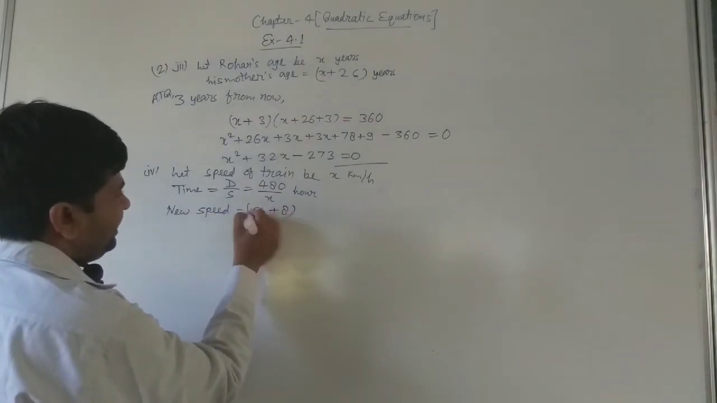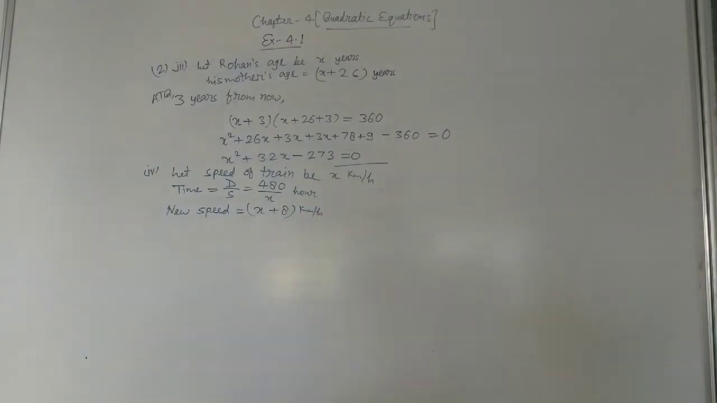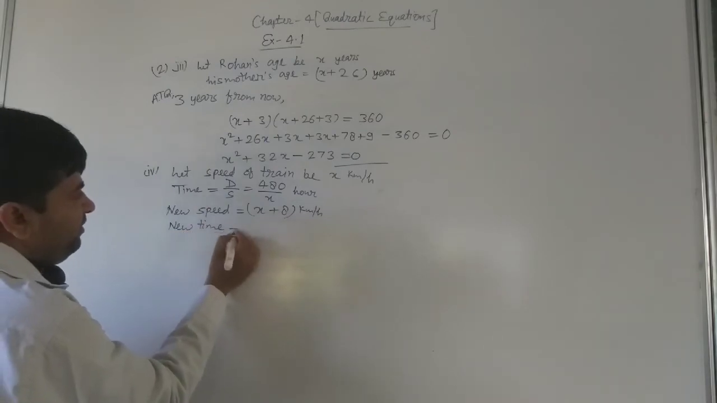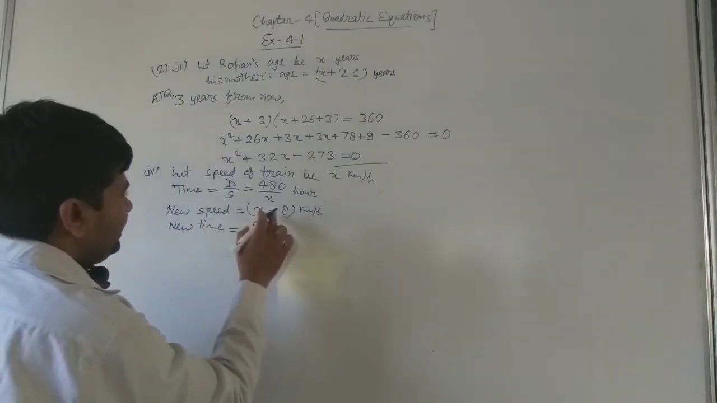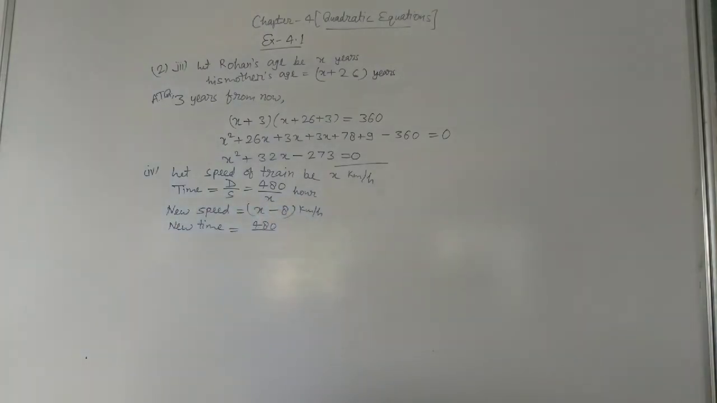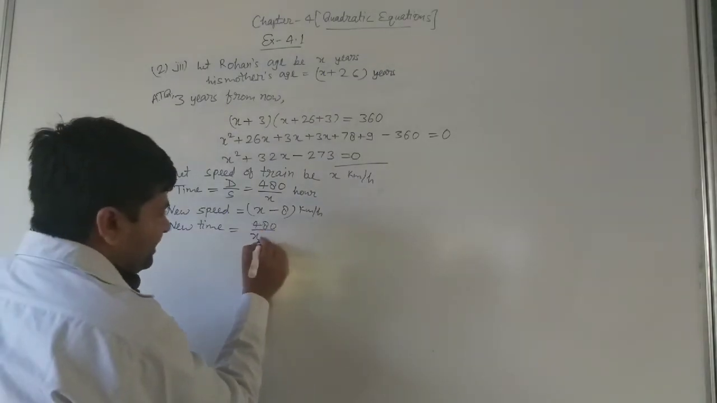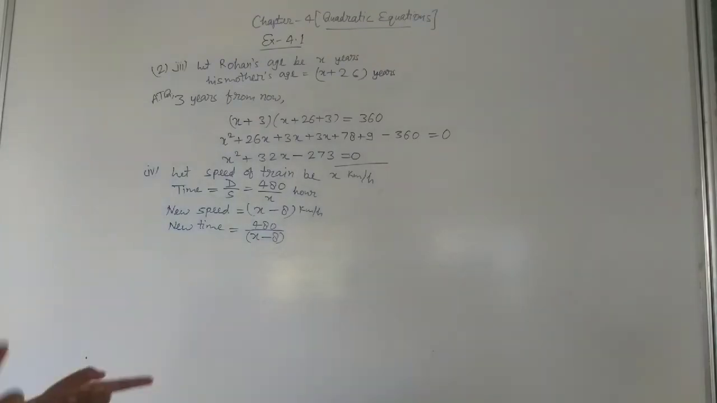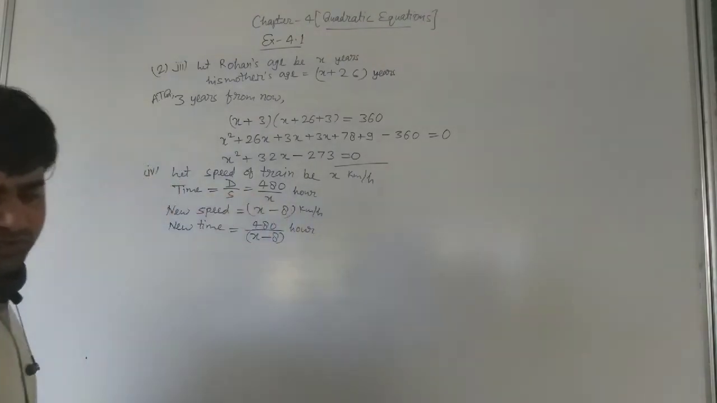So the new speed will be x minus 8, not x plus 8, because the speed is 8 km/h less. Now the time also changes, so the new time will be found. The distance stays the same, so the new time is 480 upon x minus 8, distance upon new speed. The unit is hours.